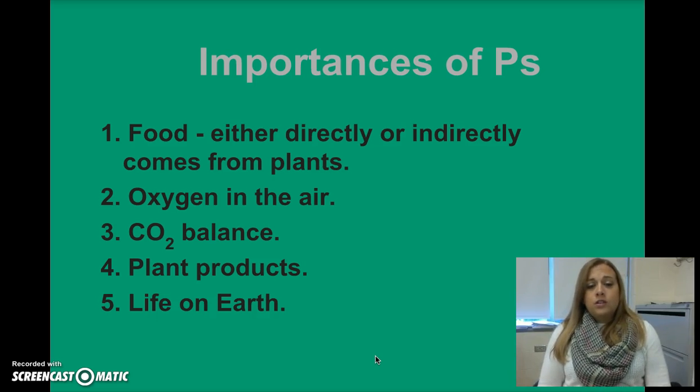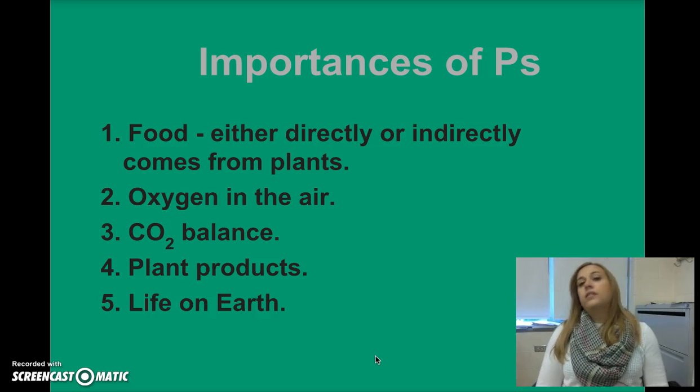Next, you have oxygen in the air. So photosynthesis is responsible for releasing oxygen into the air, and that's the oxygen that we need to breathe in. So it is very, very important. We need that oxygen so that we can go through cellular respiration and we can release energy from our food.